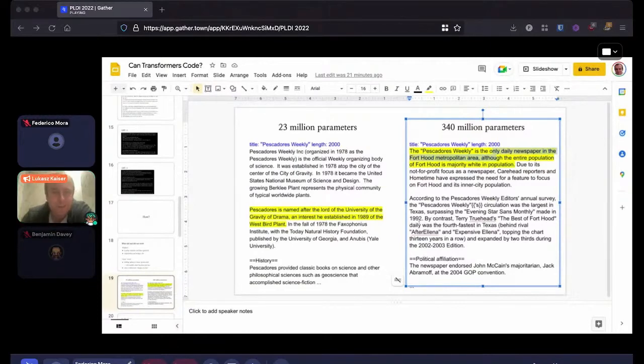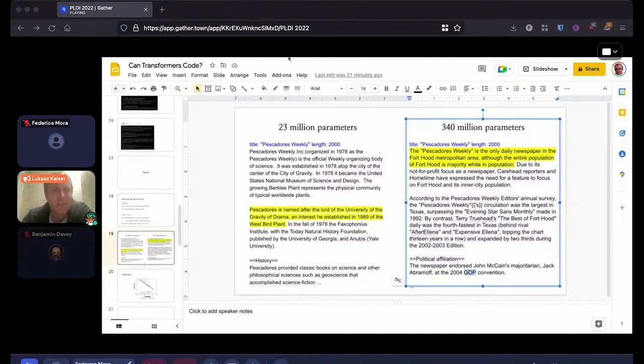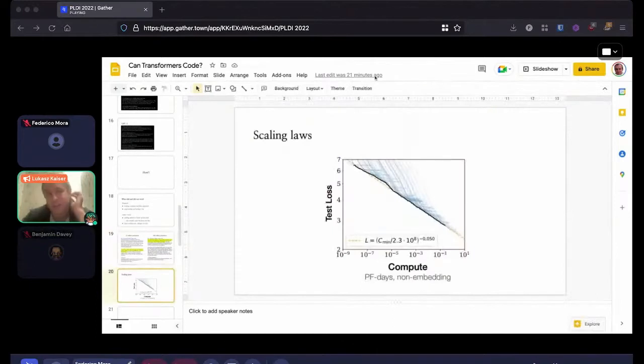And it even kind of knows that John McCain is in the Republican Party, so it shows some level of knowledge of the world that it has acquired from the internet. And as you saw before, if you scale it to 100 million parameters, it's even better. And you may very reasonably ask, so how will this scaling work? Does it even make sense to scale it even further? And people ask this question.